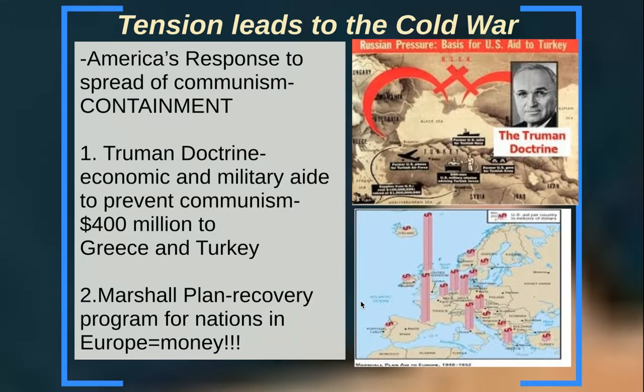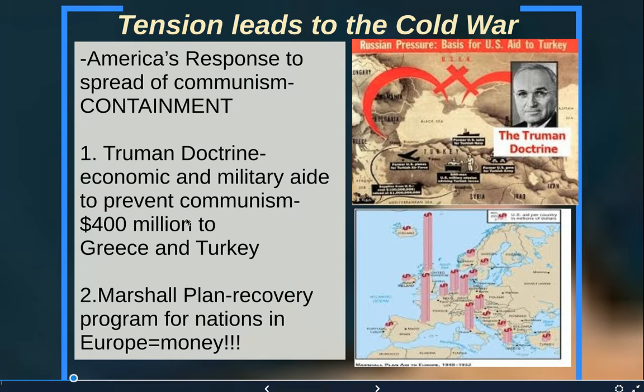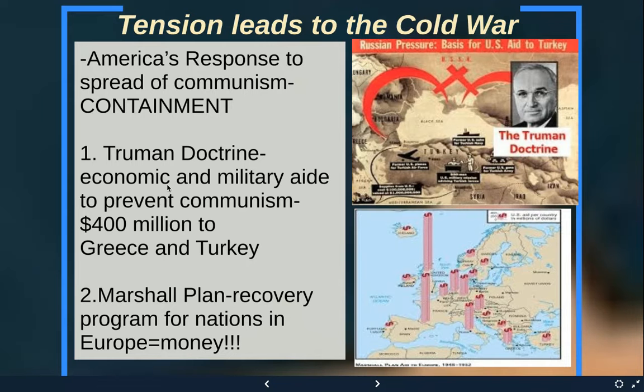Okay, there's more tension. So America's response to the spread of communism in Europe in the beginning is this idea of containment. So when you see that word containment, I want you guys to think contain. We want it to stay where it's at, but we just don't want it to spread, okay? And so the way that we kind of try to keep it from spreading is we do two different things. One is called the Truman Doctrine, and one is called the Marshall Plan, okay?